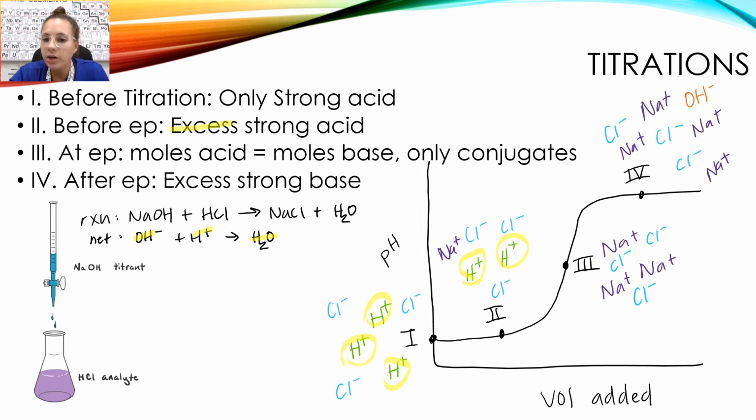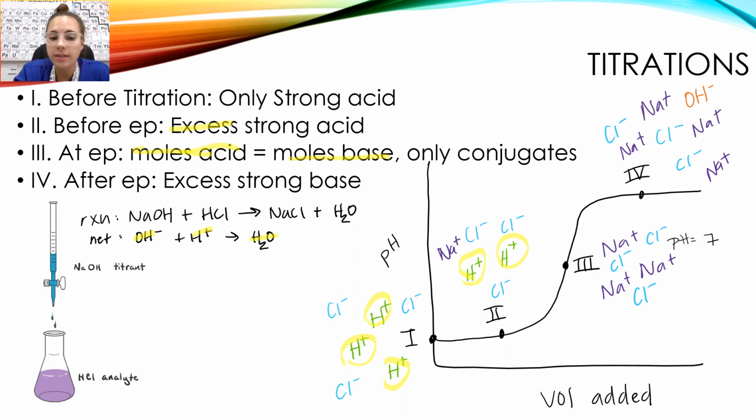Now, when we get to the equivalence point, notice I don't have any hydrogens left. Because remember, at the equivalence point, moles of acid equal moles of base. It's totally neutralized. So the only things I have left are these conjugates, the sodium and the chloride. Like we said, strong acid, strong base makes a neutral salt. That's why this is a pH of 7. Because it's neutral, because sodium's neutral and chloride's neutral and water's neutral. So we have a pH of 7.